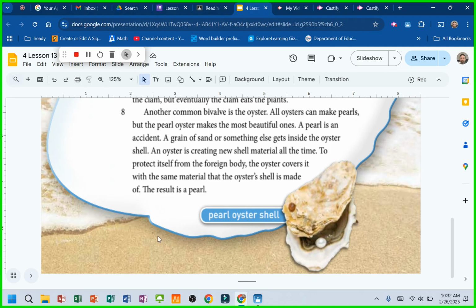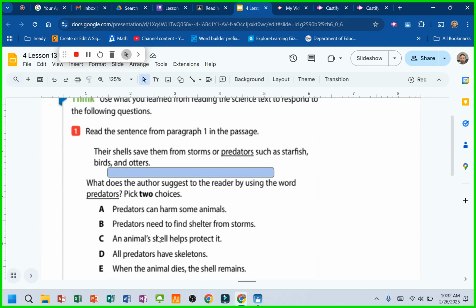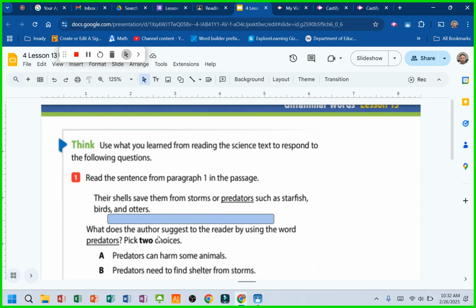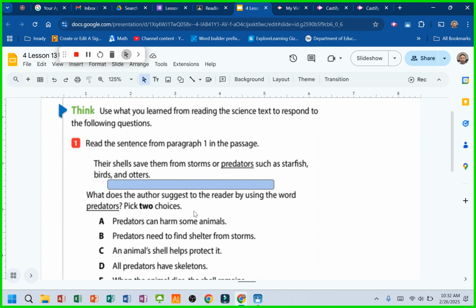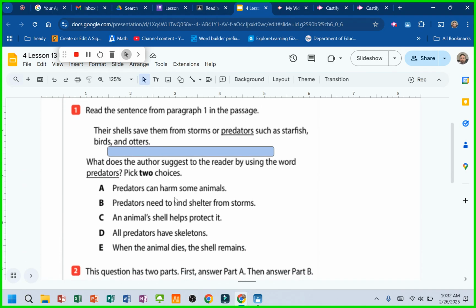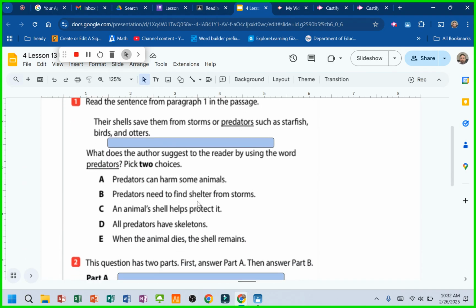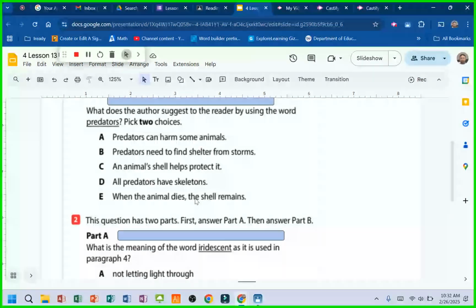All right. So now, read the sentence from paragraph 1. Their shells save them from storms or predators. See, I told you that was going to be one, such as starfish and birds and otters. What does the author suggest to the reader by using the word predators? Pick 2 choices.